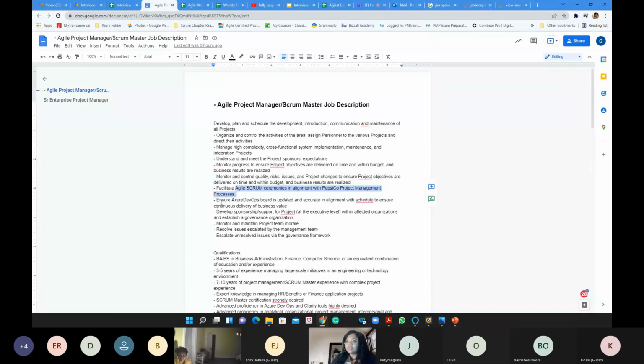And then they said, ensure Azure DevOps Board is updated and accurate in alignment with the schedule to ensure continuous delivery of business value. The tool that they are using here is what? Azure DevOps. Remember, I told you, you must master Azure DevOps, you must master Jira, you must master Rally, you must master Microsoft Project, at least Jira, Rally, Azure DevOps. And Azure DevOps, Jira, you can get a free account online. Do it. It's very important. I think we have a class on that too.